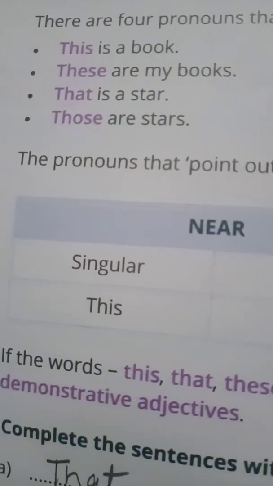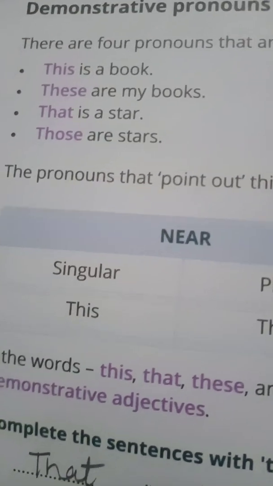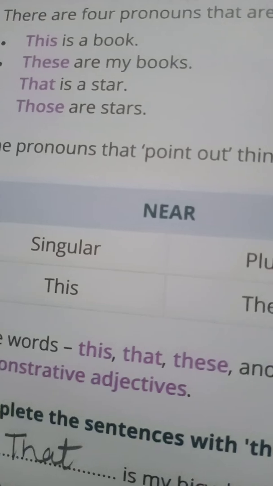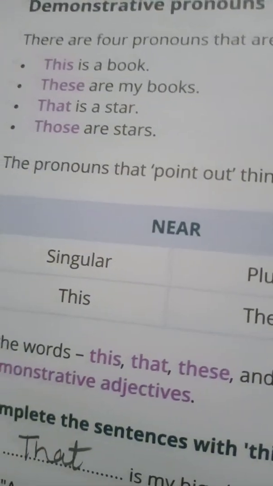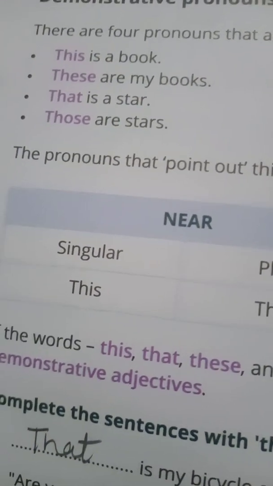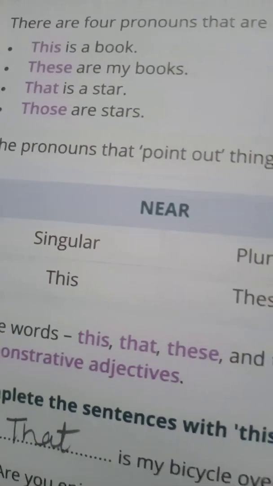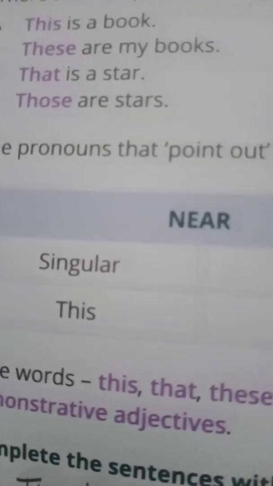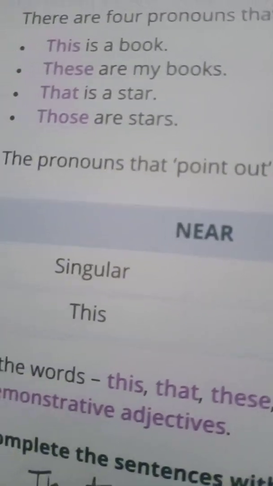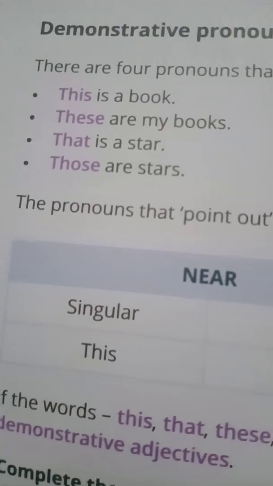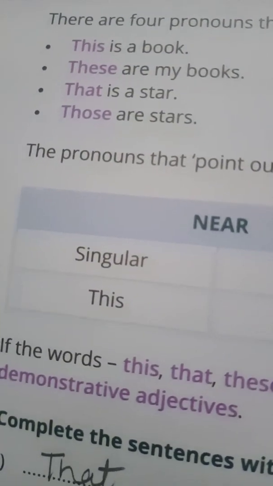Similarly, these and those. These also stands for plural pronouns, and those also stands for plural pronouns. But when the plural pronouns are close to us, then we use these, and when the plural pronouns are far away from us, we use those. So the 4 demonstrative pronouns are this, that, these and those.